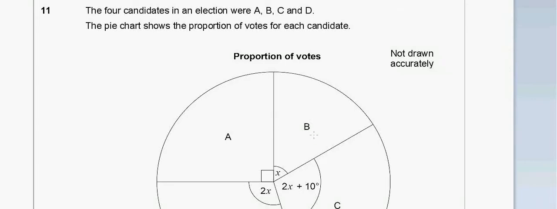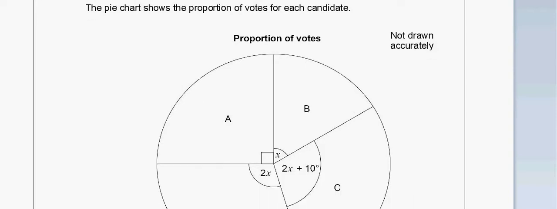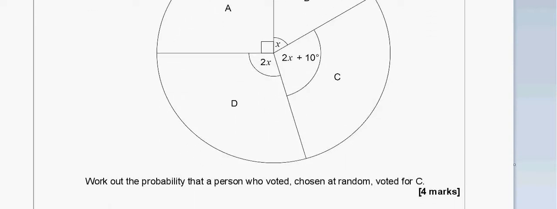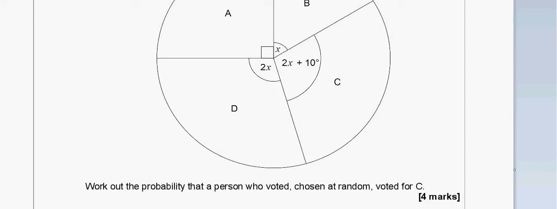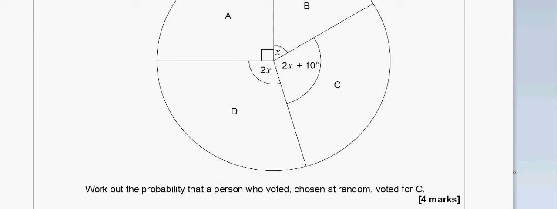Okay, part 2, question 11. 4 candidates in an election were A, B, C and D. The pie chart shows the proportion of votes for each candidate. I've got the pie chart here, and work out the probability that the person who voted, chosen at random, voted for C.